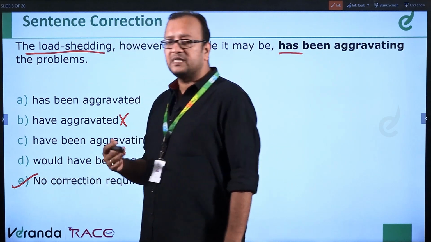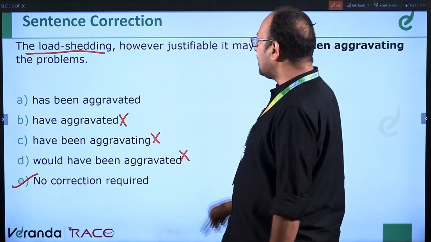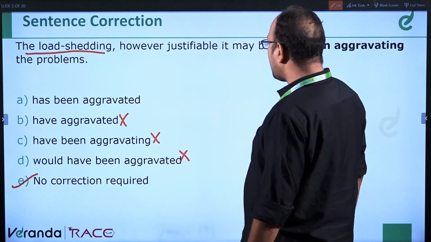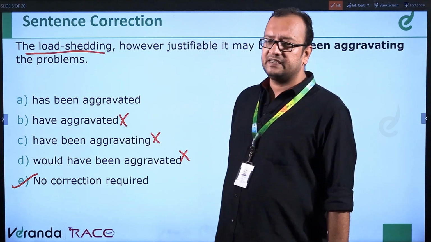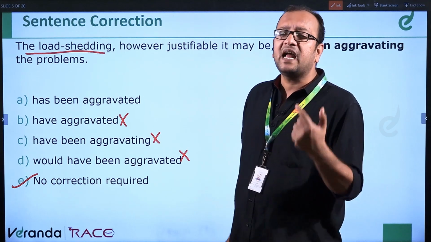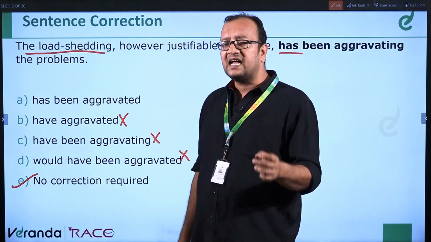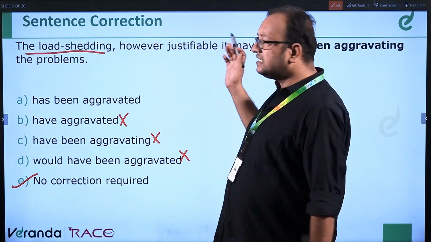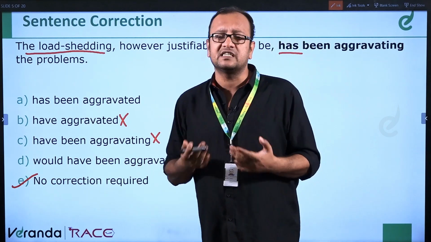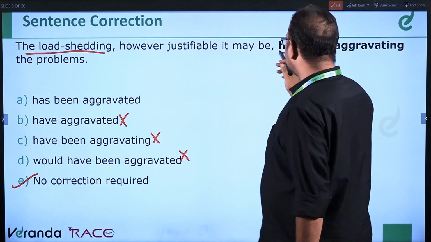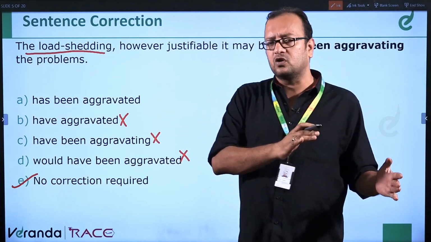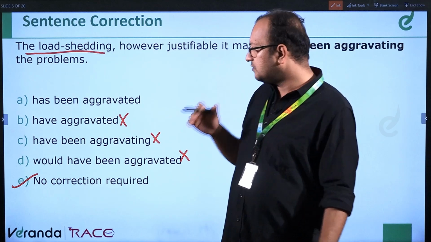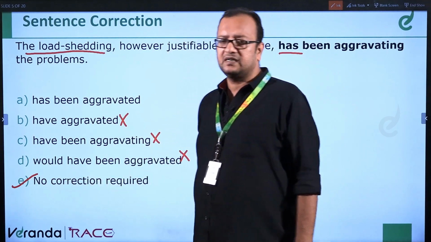I'll tell you why A can't be the answer. The load shedding, however justifiable it may be, has aggravated could have been the answer, but it's written has been aggravated. It's written in passive voice. It should be active voice because load shedding has aggravated the problems. But in present perfect continuous, it is quite justifiable if we write has been aggravating the problem since long. Okay, so answer would be no correction required. Clear?